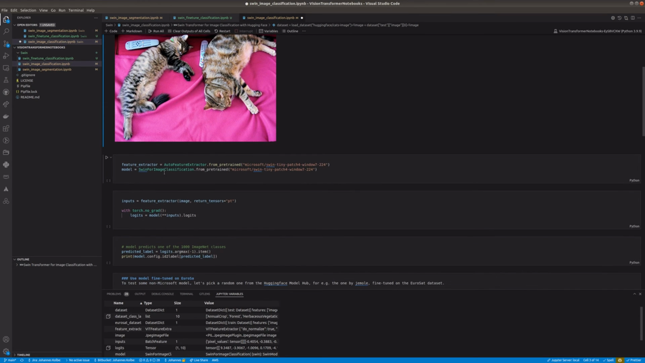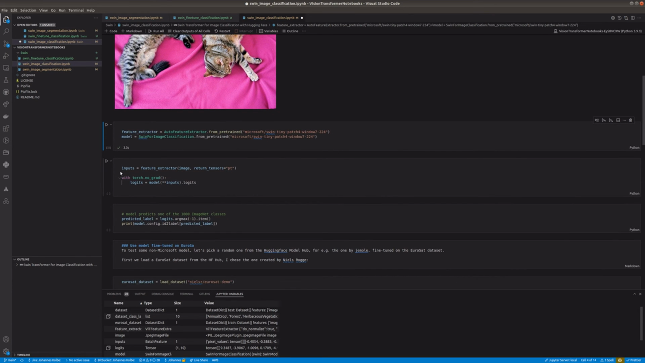And then you can get the feature extractor, the auto feature extractor actually. You just pass in a model name, and here you have this model from the Hugging Face Hub from Microsoft. It's a Swin Tiny with a patch size of 4 and a window size of 7, pre-trained on an image size of 224 images. That's how you can read those model names. Then you can import the Swin for image classification model, for example. The feature extractor is actually the same that is used for the vanilla vision transformer, so it just reuses the one.